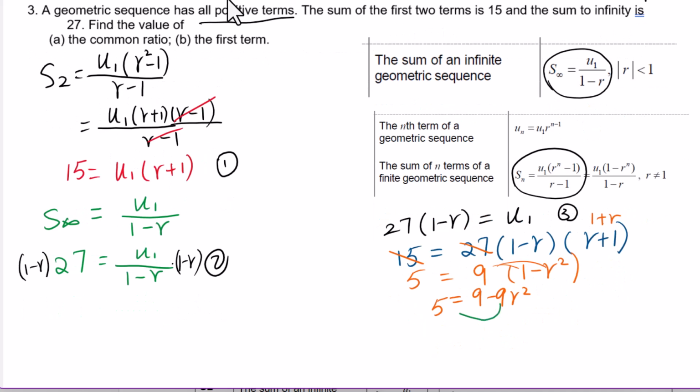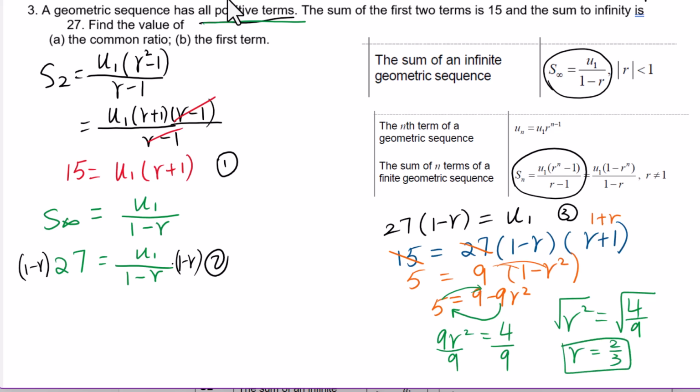We will move negative 9r squared to the right side, 5 to the left side. Don't forget to change the sign. 9r squared equals 9 minus 5, which is 4. Divide by 9 on both sides. r squared equals 4 over 9. So square root both sides. Since in this geometric sequence all terms are positive, which means r is positive, 2 over 3 is the solution to the common ratio.